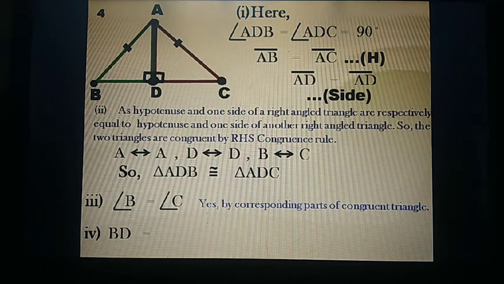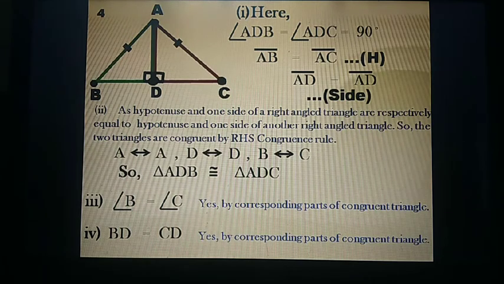Similarly, angle D is equal to angle D, angle A is equal to angle A. All the angles of the congruent triangles are equal. Next, in the fourth one, the sides given to you are BD and CD. They are also equal as they are the corresponding parts of the congruent triangle. I hope whatever I have explained to you, it's clear to you.